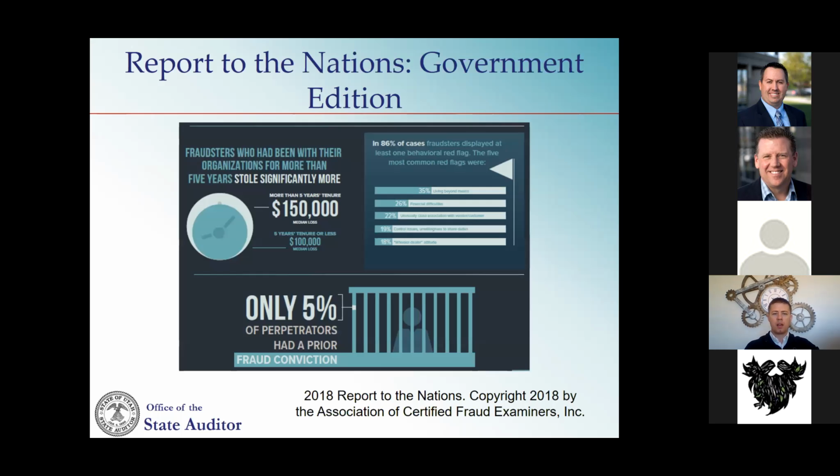So this is the Report to the Nations, the government edition. Hopefully, if anybody wants something really interesting to read, the Association of Certified Fraud Examiners put out what they call the Report to the Nations. So if you were to look up Report to the Nations Government Edition, they do one of these reports every year, and they total the numbers, the cases of fraud, the size of different cases of fraud, and the different things that happen with them.